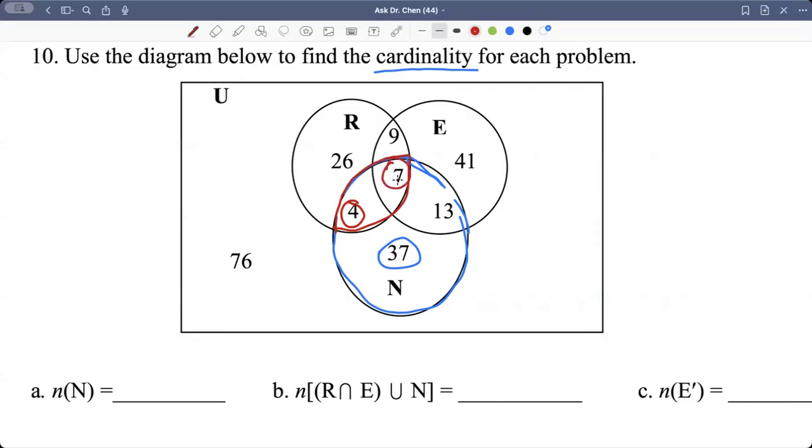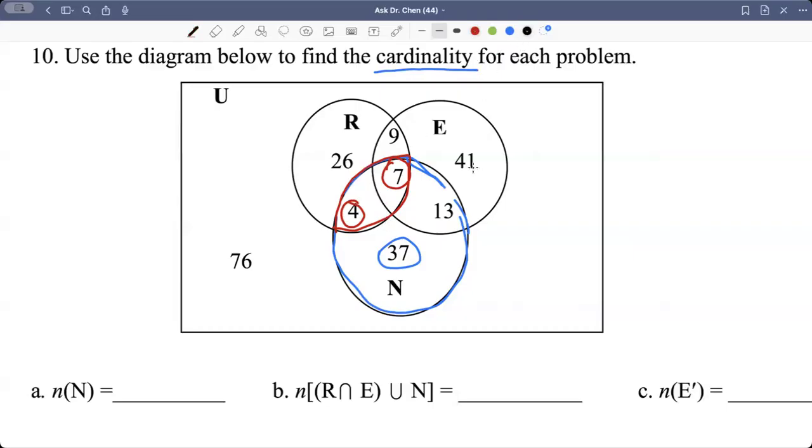7 is in the section of all 3. You see, 7 is in R, 7 is in E, 7 is in N. So this 7 means in the intersection of all 3. So how many in the intersection of R and N? 7 plus 4, which is 11.